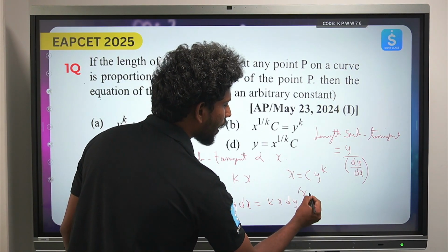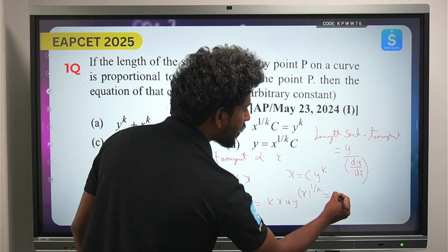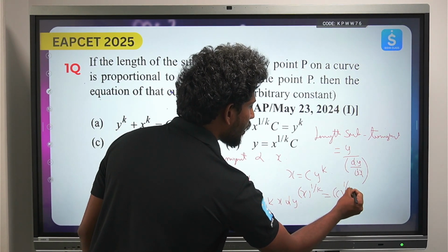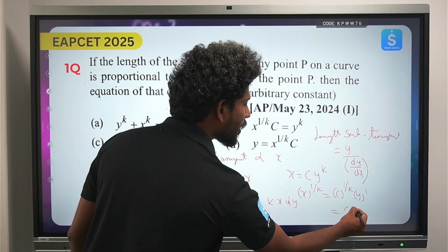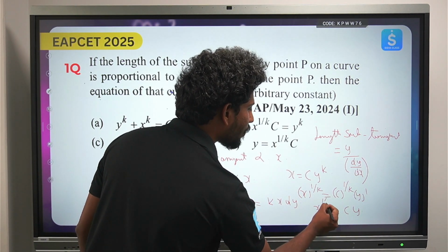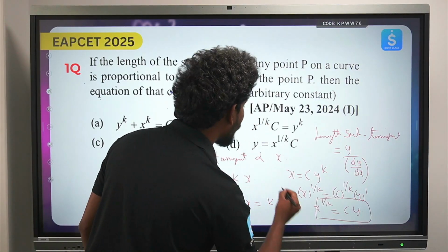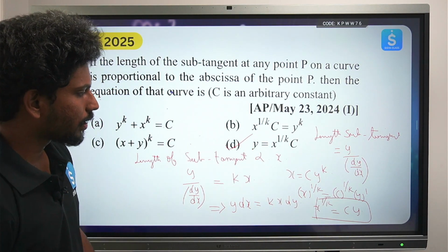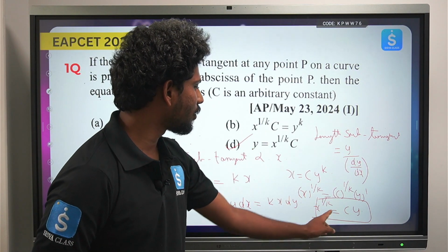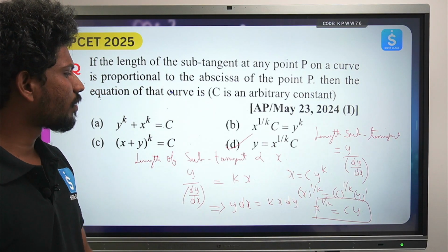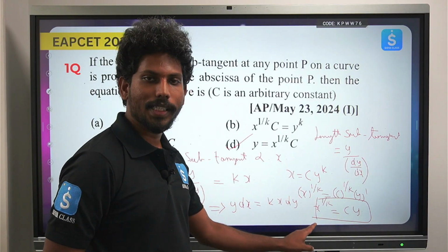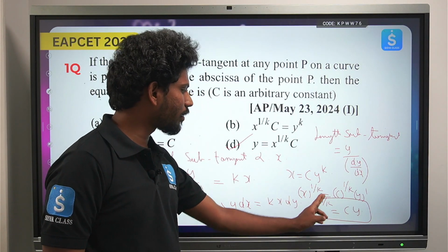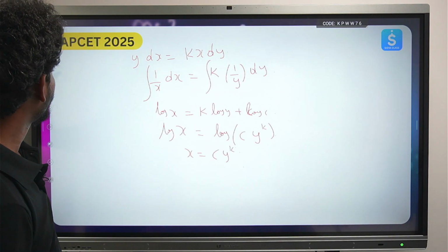So this will become x power 1 by k is equals to c power 1 by k into y power 1 by k into k, that will be 1. C power 1 by k, again it is a constant. So you have x power 1 by k is equals to cy. The answer is, you can just take the c to the other side, again the answer will be the same. So y is equals to c power 1 by k. So if we take 1 by c, again it will be a constant, so that will be c power 1 by k.